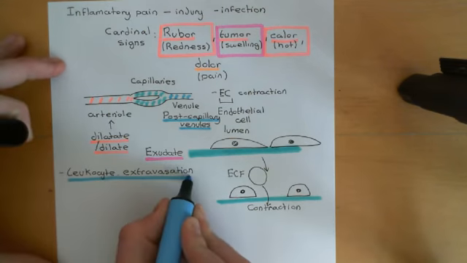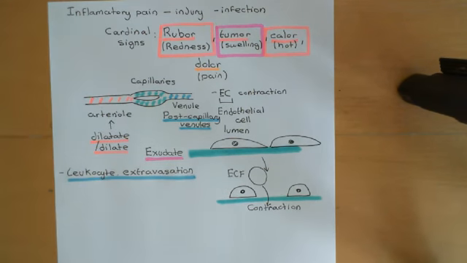Those are the three key things of inflammation. Vasodilatation, which causes rubor and calor, then endothelial cell contraction, which produces the exudate, and leukocyte extravasation, which recruits leukocytes from the blood into the site of inflammation, and that also contributes to the swelling, because these cells are big things. Right, so those are the key parts of inflammation.